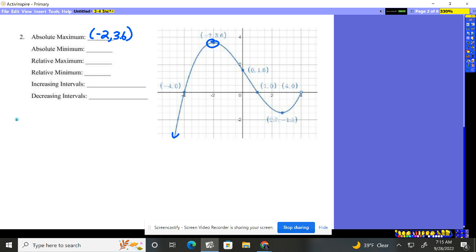The absolute minimum. Is there an absolute bottom? No, this guy keeps going down forever and ever. So there is no absolute minimum. None. Relative maximum. Well, there is no relative maximum either.